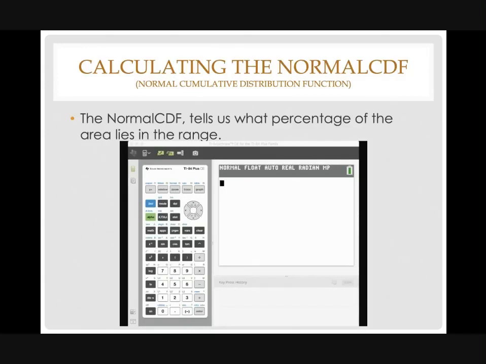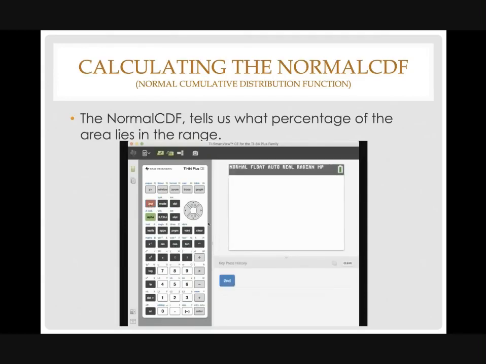So in order to do this, we have to calculate our cumulative distribution function, or normal CDF, in order to find out what percentage would lie within a particular range. So please watch the following video. So let's take our last example and determine the area, or the portion of our bell curve, that is covered within that range. So in order to do this, we're going to hit second vars, and we're going to hit number 2.